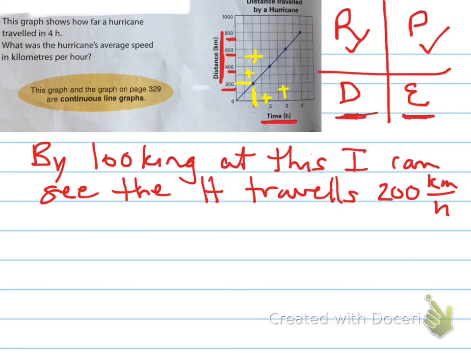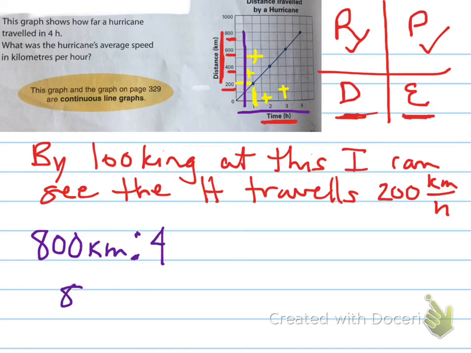Because now you're going to prove to me how you know, is you could show me your understanding of equivalent ratios. So you might take a look at this graph and say, I know this because, within 4 hours, the hurricane traveled 800 kilometers. So, this could be my proof. I could say, to explain my thinking, 800 kilometers to 4 hours. And you can also write this as, 800 kilometers over 4 hours.